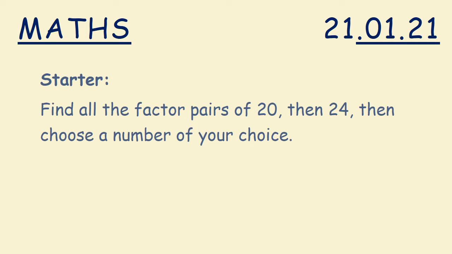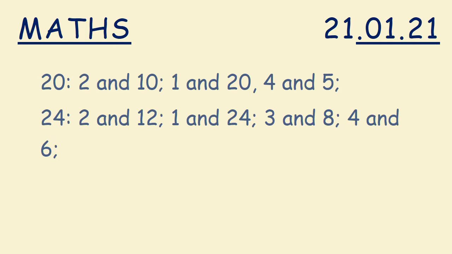Starter activity. You have to find all the factor pairs of 20, then 24, then choose a number of your choice. The factor pairs of 20 are 2 and 10, 1 and 20, 4 and 5. The factor pairs of 24 are 2 and 12, 1 and 24, 3 and 8.